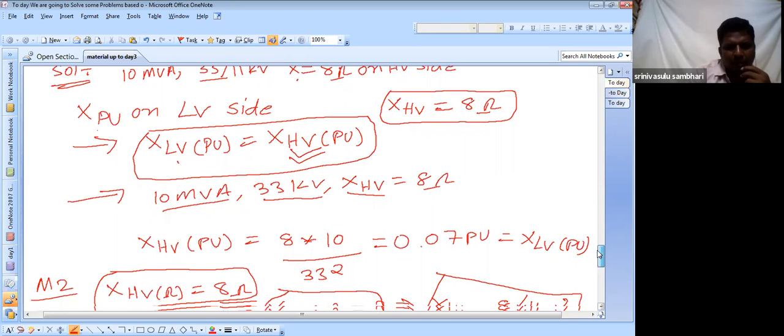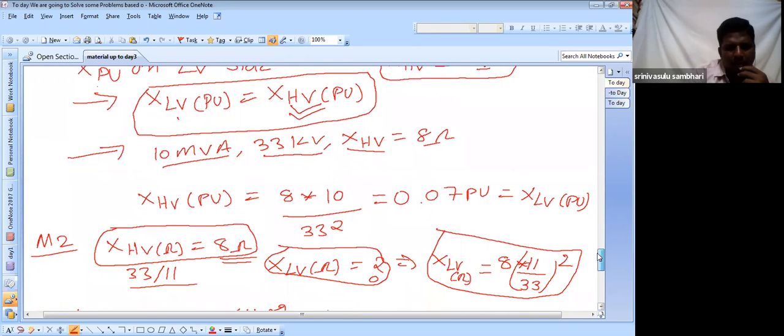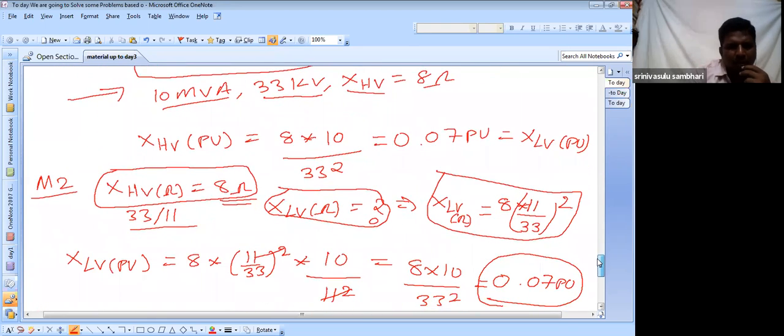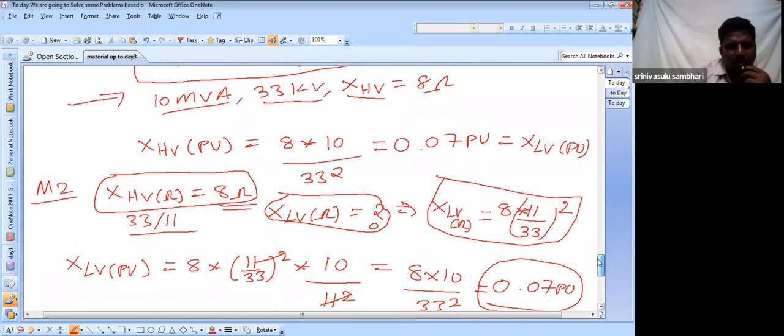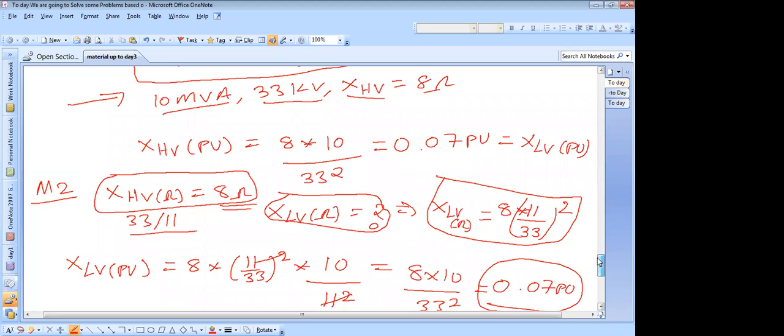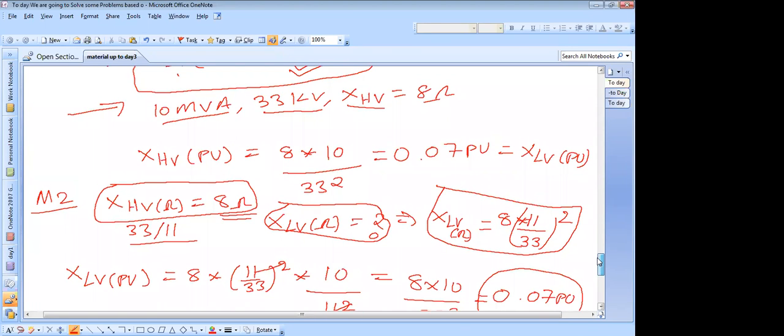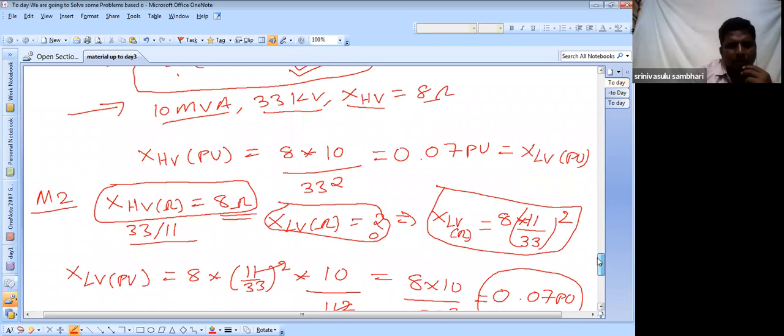We can verify whether it is correct or not. Simply we are finding what is the XLV per unit. Now how to find the XLV per unit? XHV ohms we know. By using the transformer ratio, I can write what is the XLV in ohms. The shortcut formula is where you are going, which voltage you are going, and where you came from. That is high voltage. We are going to LV side voltage, that is 11, by, we are coming from 33 kV, that is 8 into 11 by 33 whole square.